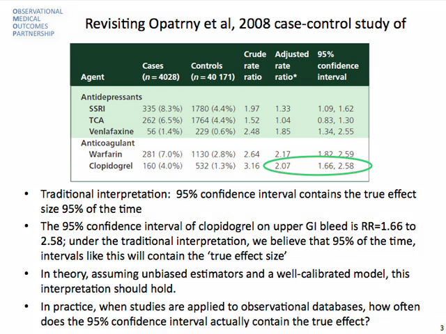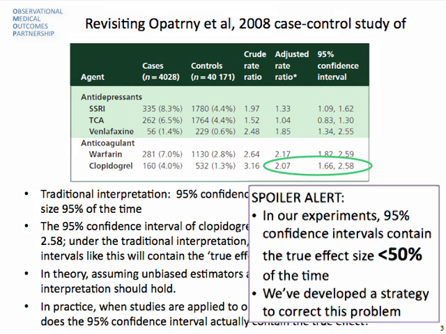And so what I'm going to walk you through is both what we observed in our experiment and some empiric calibration tools that we've developed to hopefully overcome some of the limitations that we've observed. So just to give you a spoiler alert, I know it's late in the day and people might be falling asleep. In our experiments, 95% confidence intervals, which are supposed to contain the true effect size 95% of the time, actually contain the true effect size less than 50% of the time.